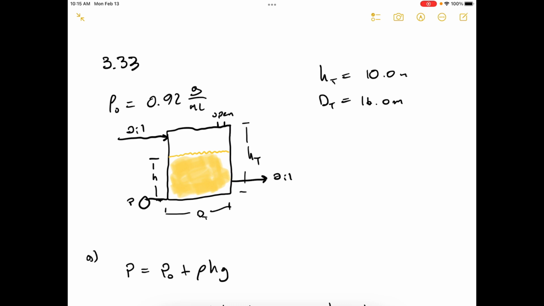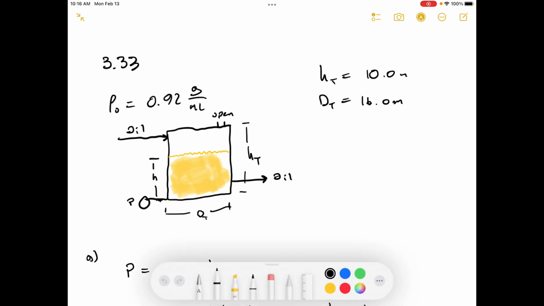A pressure gauge connected to the bottom of the tank was calibrated with the top of the tank open to the atmosphere. The calibration curve is a plot of height of oil, H, in meters, versus P, gauge pressure, in kilopascals. Sketch the expected shape of this plot. What height of oil would lead to a gauge reading of 68 kilopascals? What would be the mass, in kilograms, of oil in the tank corresponding to this height?